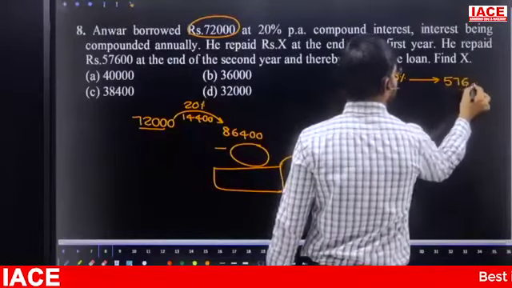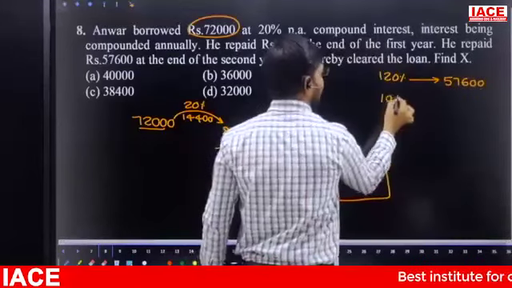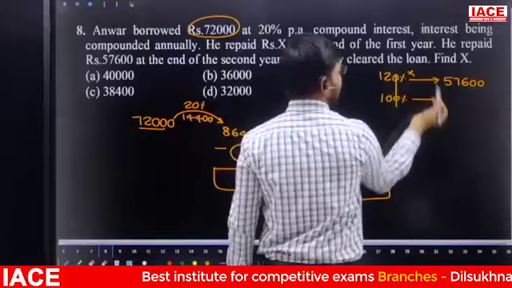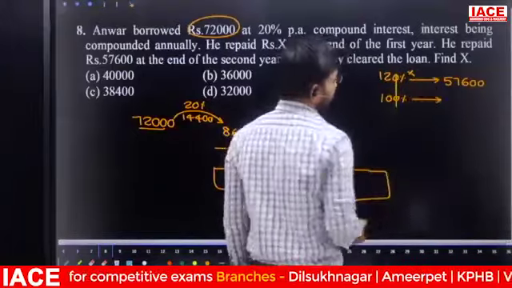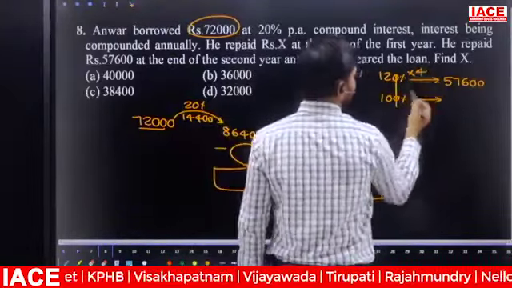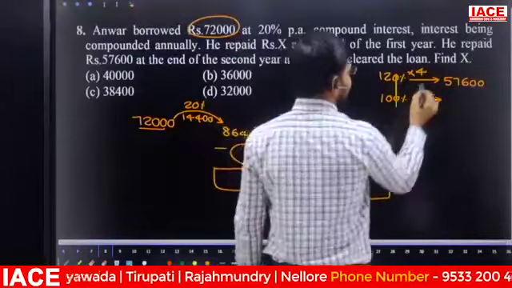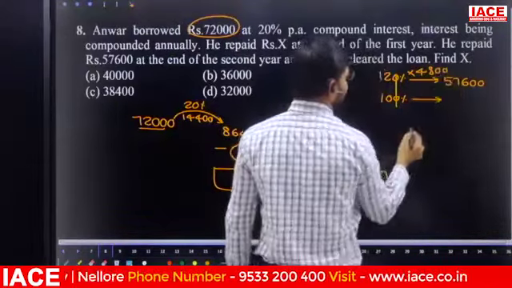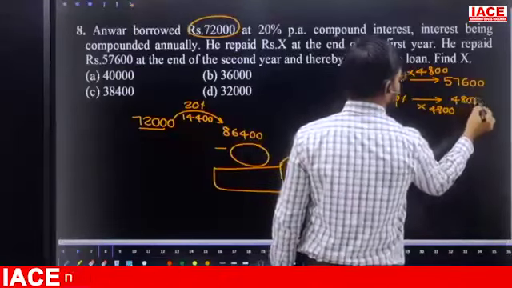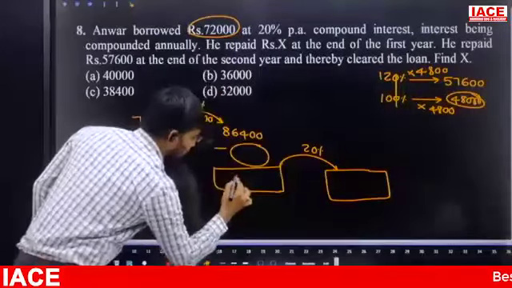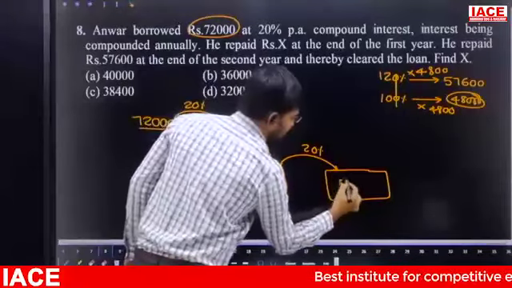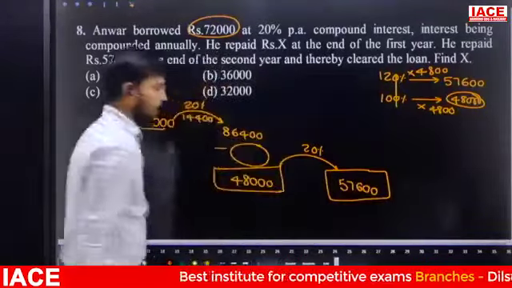Then 100% is how much? The zeros get cancelled. 12 how many times 57? 12 5s are 60, 12 4s are 48, the remainder is 96, 12 8s are 96. So 4,800, which is nothing but 48,000. So this value is 48,000, and the value after interest is 57,600. All of you clear?